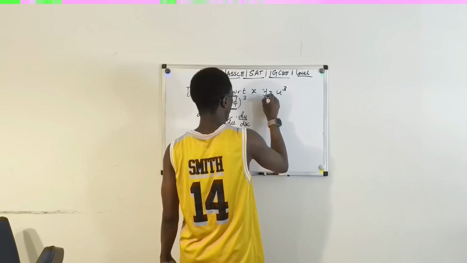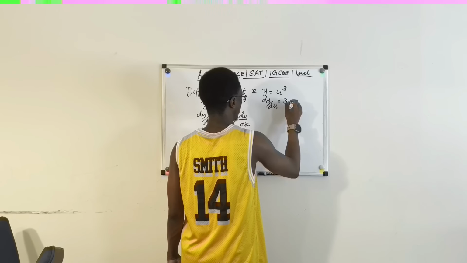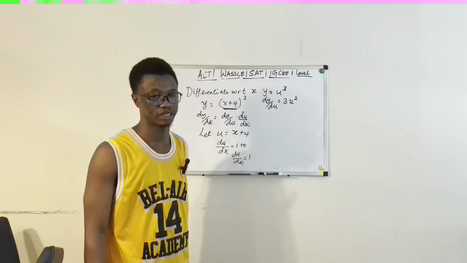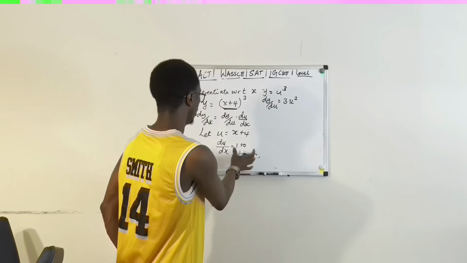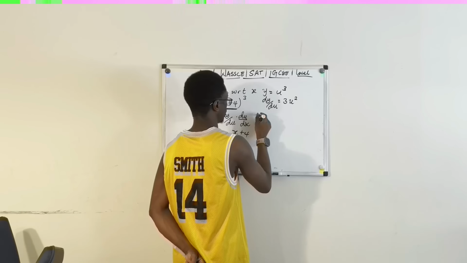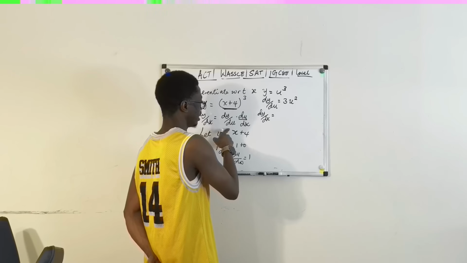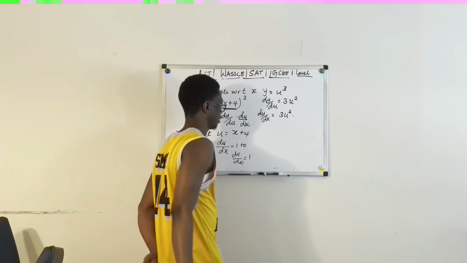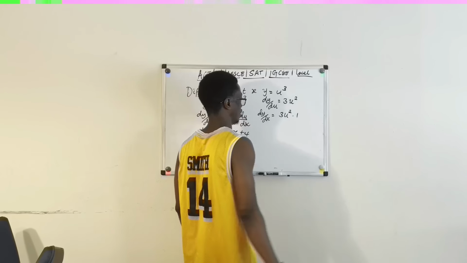So you say dy over du equals, you differentiate, it becomes 3u square. Okay? Easy. So once you have this one, what do we do next? We apply the formula. Remember, I told you dy over dx equals dy over du, which is 3u square, multiplied by du over dx, which is 1. This is just 1. Easy.